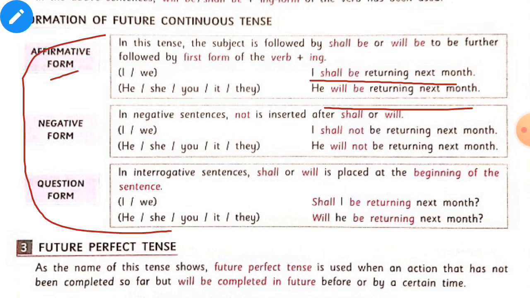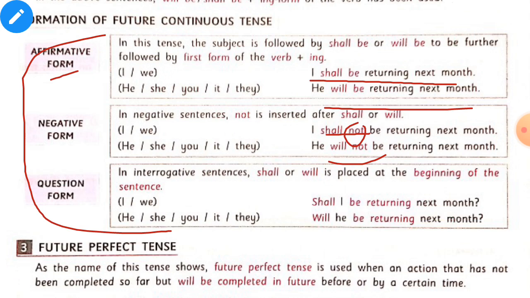And the negative form will be like that: not will be placed between shall and we, will and we. For example, I shall not be, he will not be. I shall not be returning next month, he will not be returning next month. Not is shifted between shall and we, will and we.